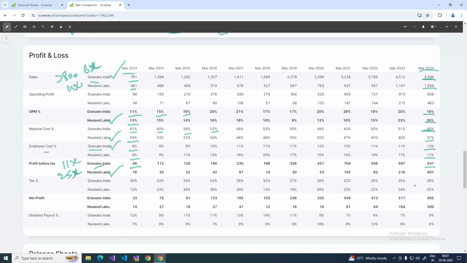Tax percentage, both are paying around 26%, 25%. So both are paying taxes. That is positive for both companies.